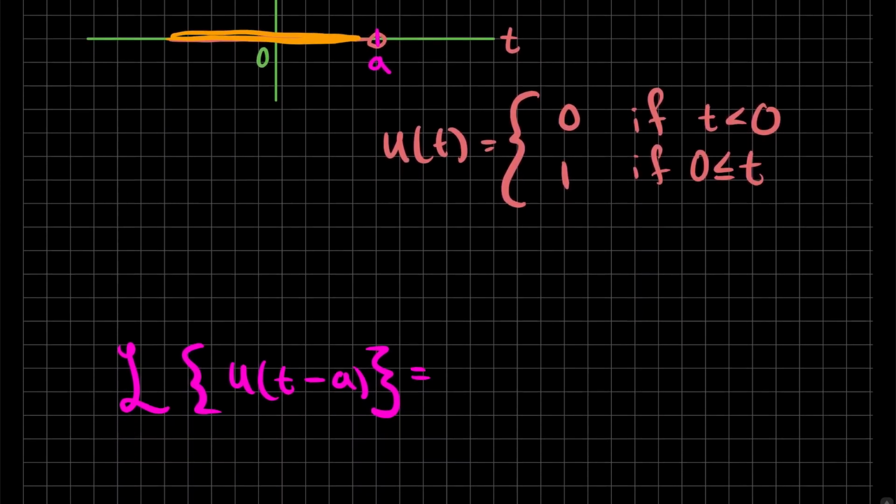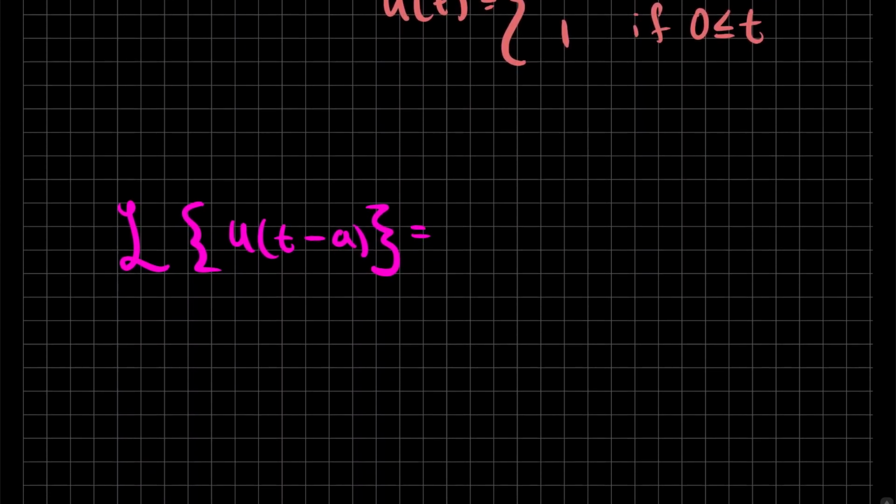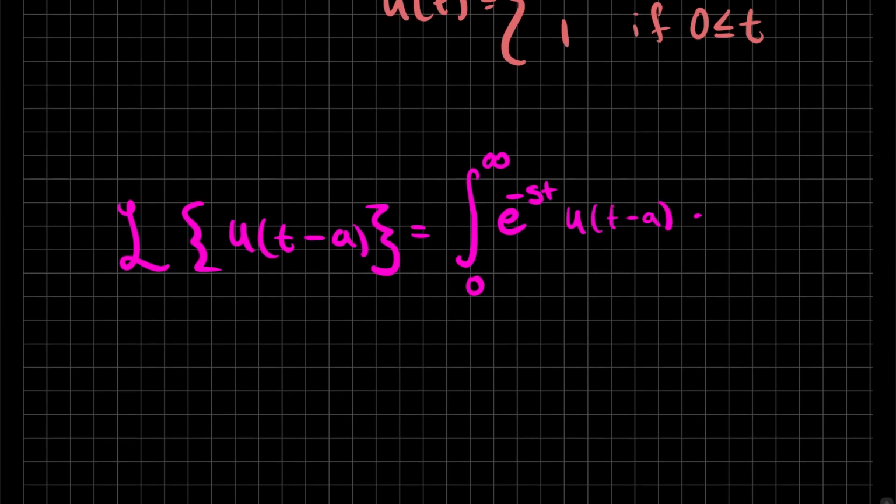So let's go ahead and calculate the Laplace transform of this. By definition, it is good to do things by definition so that you understand what is going on. So we have e to the negative st times u of t minus a dt. Since we said that u is equal to 0 on the left side of a, then everything vanishes. And afterwards, the u of t minus a becomes 1. So we have e to the negative st dt.